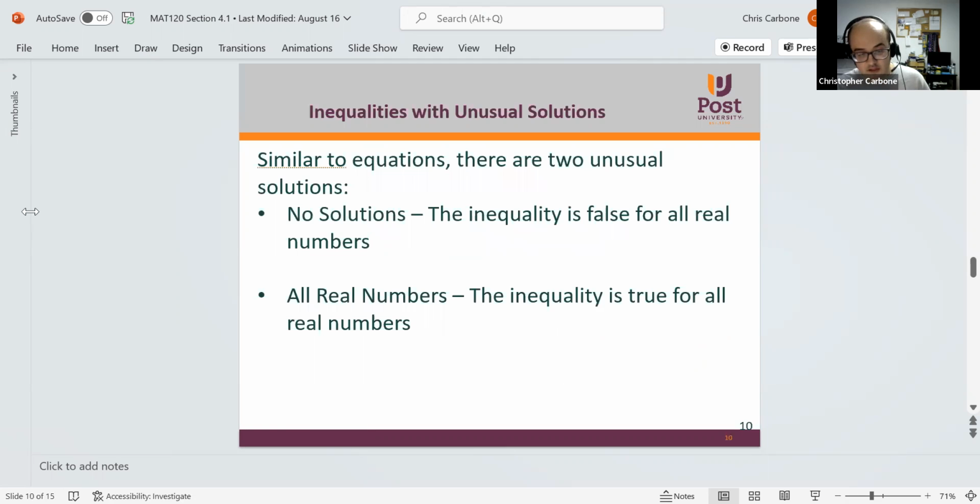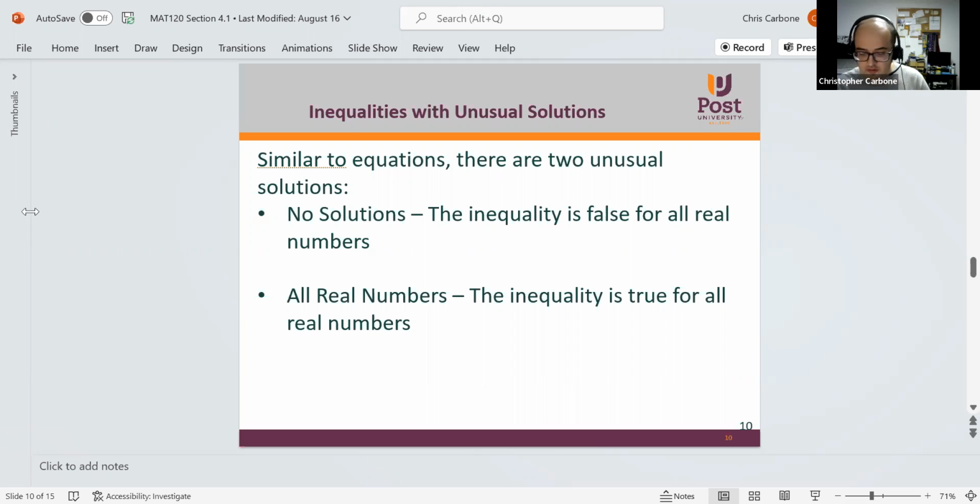But sometimes, just like with equations, we could have unusual solutions to these. We could have no solutions. This is where the inequality is false for all real numbers. All real numbers. This is where the inequality is true for all real numbers.